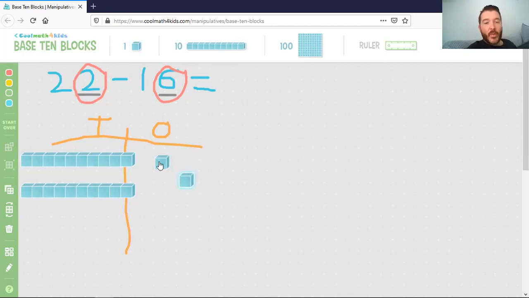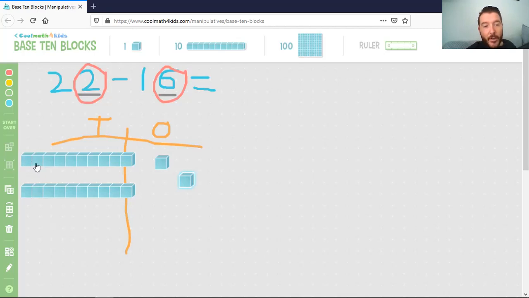10, 20, 21, 22. Now I need to take away 16. I'm going to start by taking away the ones. Now, if you look here, what problem am I going to have? Have I got 6 ones that I can take away? I haven't, have I? Now, I could start chopping up this, but that's quite hard to do. So I'm going to show you how you would go about doing it. We know how many ones make up one of these sticks of 10. Well, if it's 10, let's prove we're right. Let's count them.